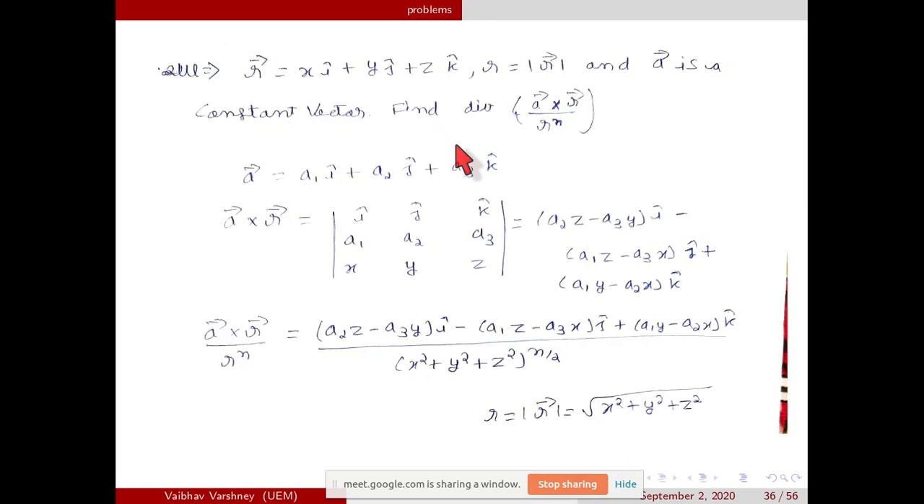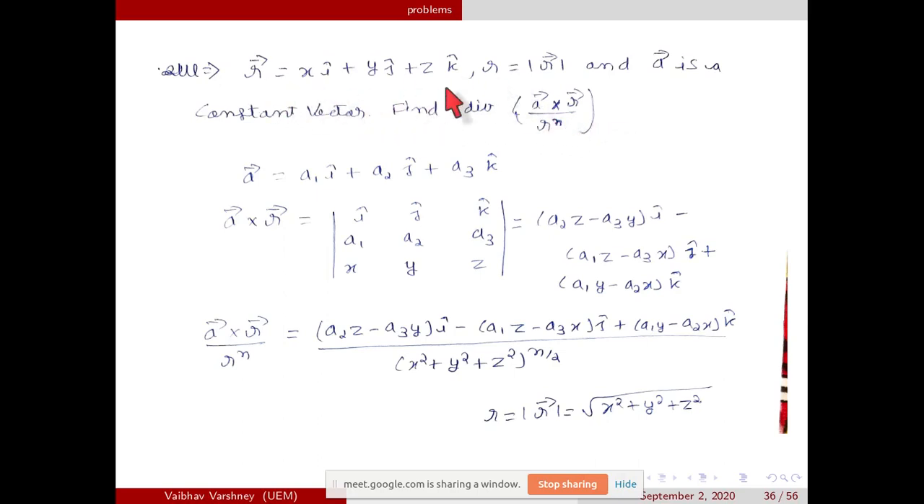so let's check another question. We have r vector x of i cap plus y of j cap plus z of k cap, and r means the magnitude of r and a is a constant vector. What we have to calculate is divergence of a cross r upon r to the power n. So this is the question, a cross r upon r to the power n. We have to calculate the divergence of a cross r upon r to the power n. Can you repeat the question once more?